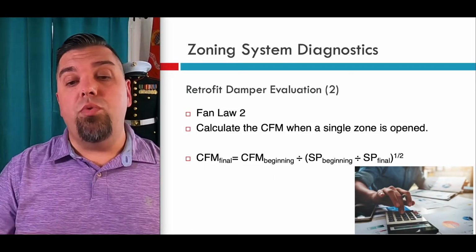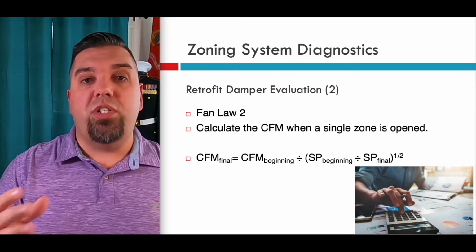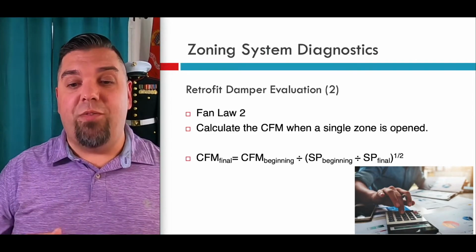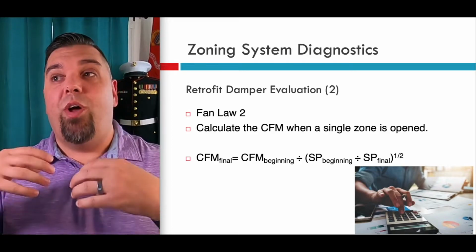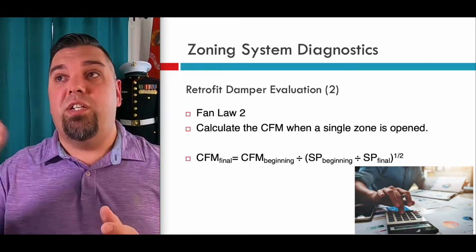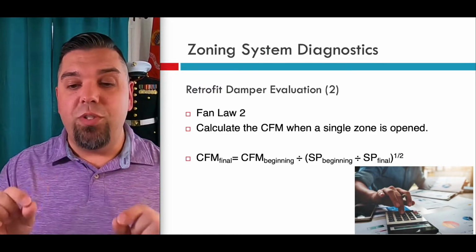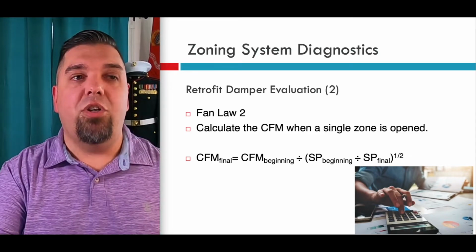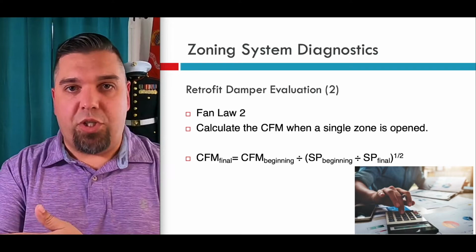Now, you can use fan law number 2, right? In order to calculate the volume of air when just a single zone is opened. So it's really easy. If you measure volume of air in the beginning and you know your static pressures when everything was open versus in the trunk when only that one zone is open, right? So if you use this math, it can tell you exactly what you're looking for, what the volume of air going through that one zone is now when the other dampers are closed, right?